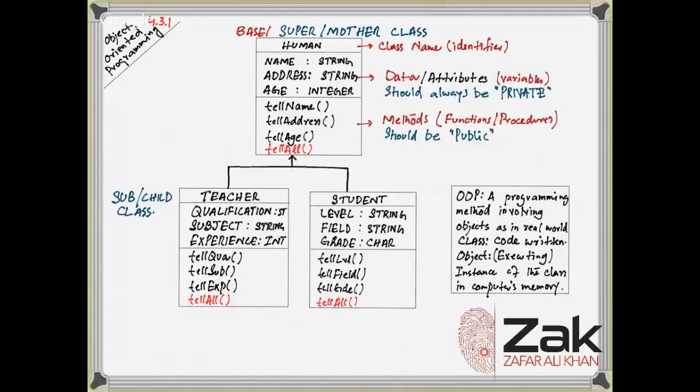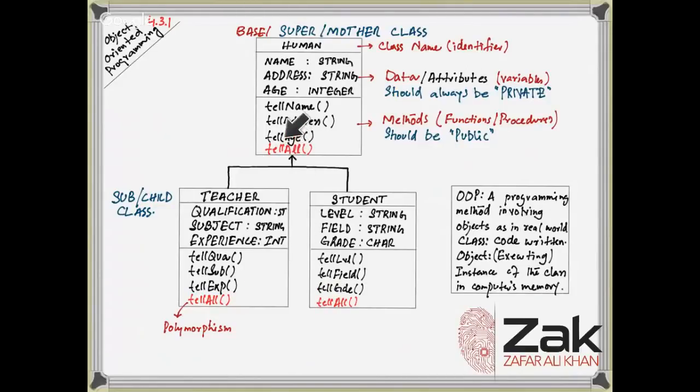They should be public. Why are they public? For the reason that when these methods are accessed by others, they will then provide the data or change the data. So they have to be public, and these all have to be private. Okay, this Tell All, if you see here, Tell All is here, it is here, it is here.